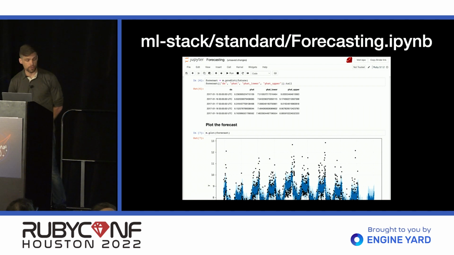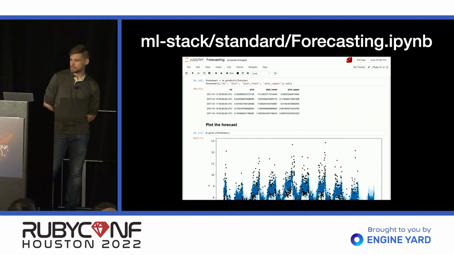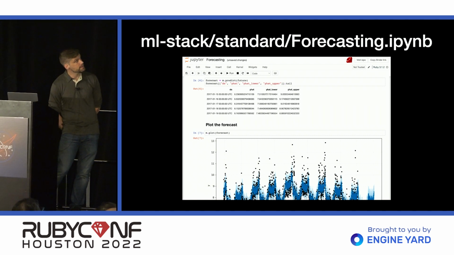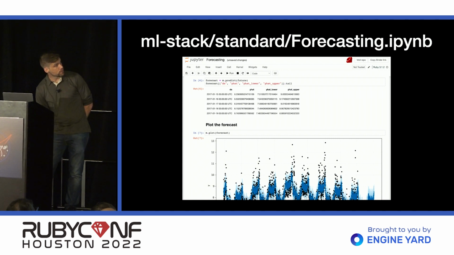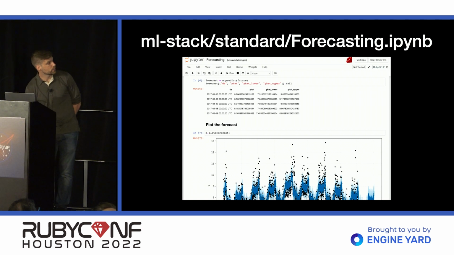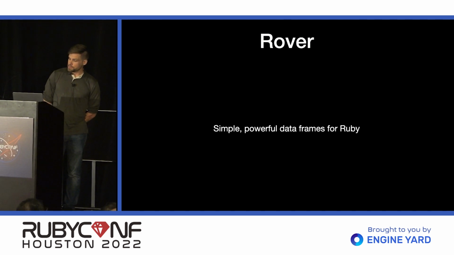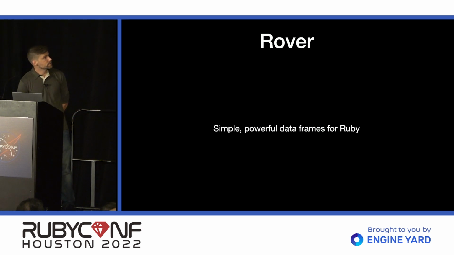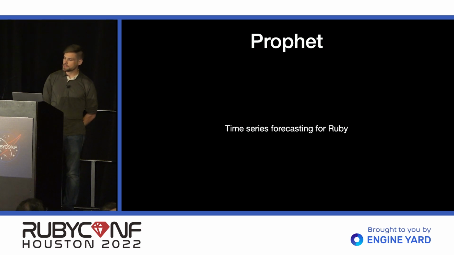And this is an example of using Rover and Prophet to do some forecasting modeling based on some of the data. You can see at the top, that's the data frame produced by Rover, and at the bottom, that's the visualization produced by Prophet. Again, Rover is simple, powerful data frames for Ruby. Prophet is time series forecasting for Ruby.